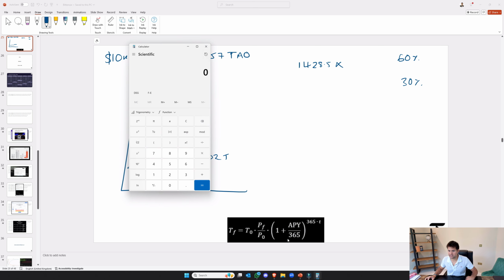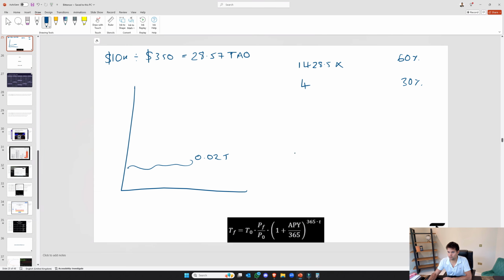The easy way to digest this is that you take the percentage, so 0.6 divided by 365, plus 1, and then it's to the power of how many days. We're doing it for 2 years, so to the power of 730, and that gives us our multiplier factor. Times that by 1428.5, and in 2 years' time you've got 4738 alpha.